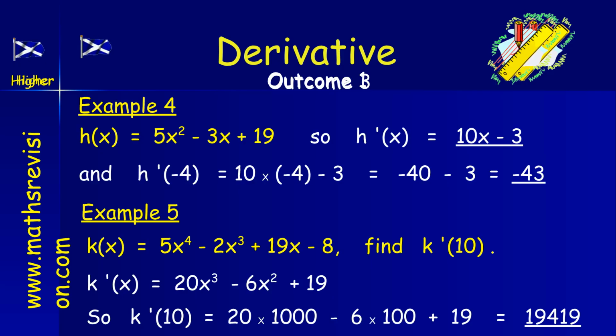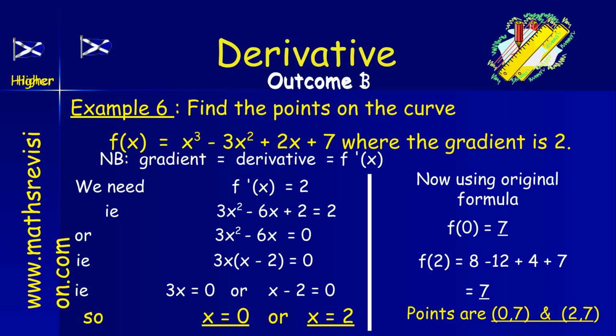For k of x equals 5x to the power of 4 minus 2x cubed plus 19x minus 8, the derivative at x equals 10 is 19,419. To find points on the curve f of x equals x cubed minus 3x squared plus 2x plus 7, where the gradient is 2, set the derivative to 2. Solving this gives x equals 0 and x equals 2. The corresponding points are 0, 7, and 2, 7.